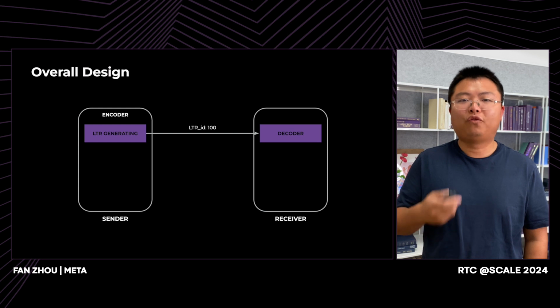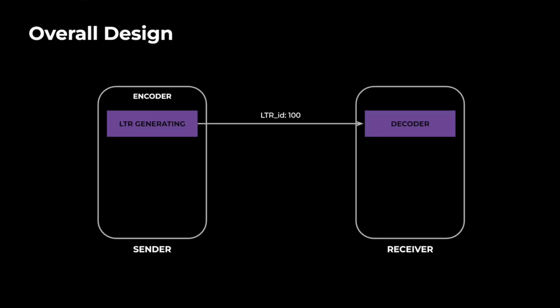Now let's look at the overall flow of the LTR. It's pretty straightforward. On the sender side, most of the work is done in the encoder. So the encoder just needs to periodically generate some LTRs, and after each LTR is generated, it will be assigned a unique ID.